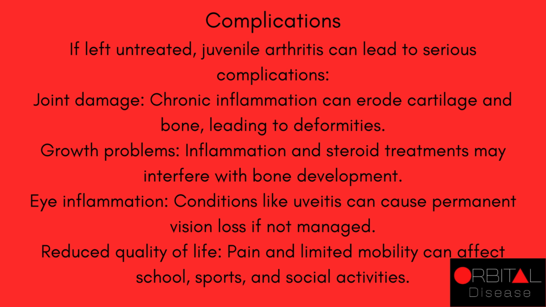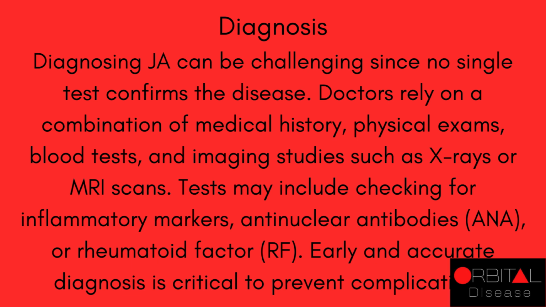Complications. If left untreated, juvenile arthritis can lead to serious complications. Joint damage: chronic inflammation can erode cartilage and bone, leading to deformities. Growth problems: inflammation and steroid treatments may interfere with bone development. Eye inflammation: conditions like uveitis can cause permanent vision loss if not managed. Reduced quality of life: pain and limited mobility can affect school, sports, and social activities.